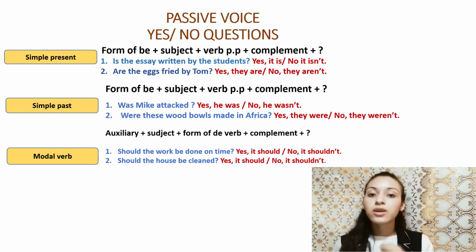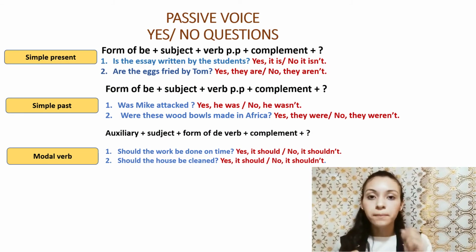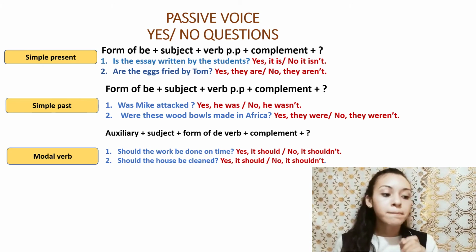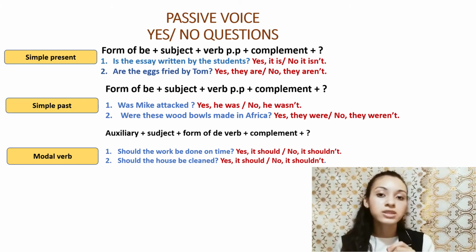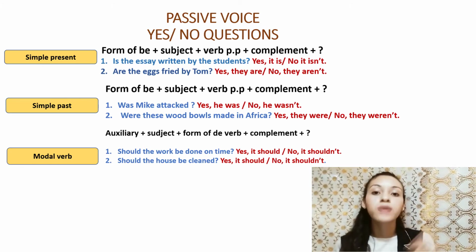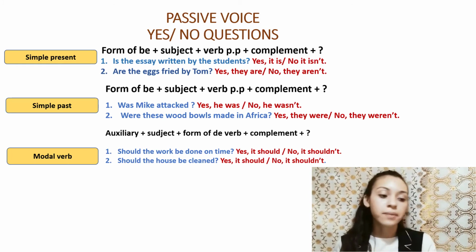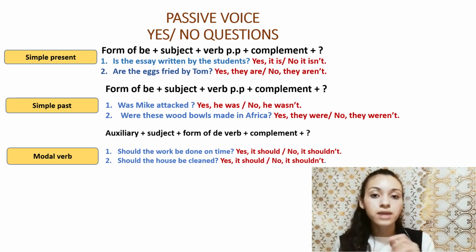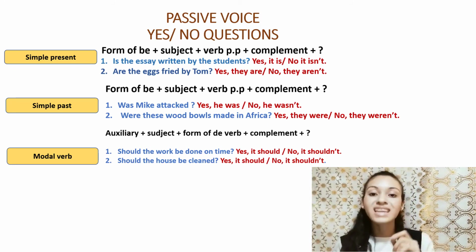Now it's time to talk about how to make yes/no questions in passive voice in three different tenses. First we have the simple present. The structure for making yes/no questions in passive voice with simple present is: form of the verb to be, plus subject, plus verb in the past participle, plus complement, plus question mark. And we have two examples. Is the steak written by the students? And the possible answers are yes it is or no it isn't.